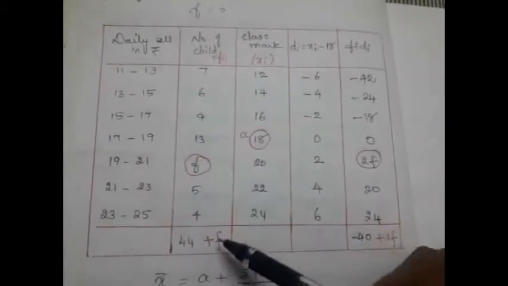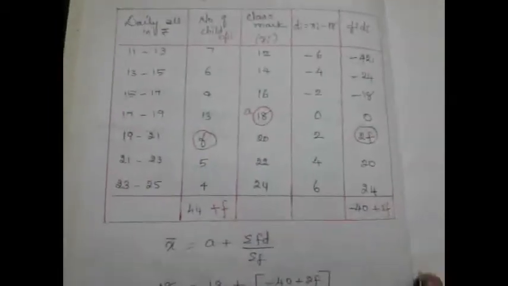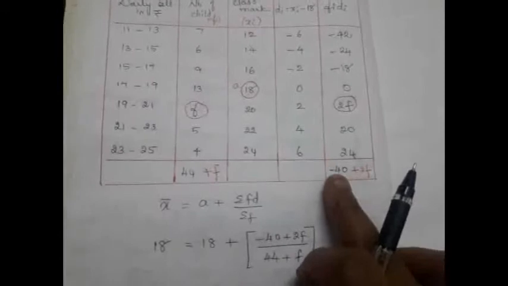Similarly here, 44 plus f. Now what is our x bar formula? A plus summation fd by summation f. A we have chosen as 18. So 18 plus summation fd, which is minus 40 plus 2f, divided by summation f, which is 44 plus f. And this side x bar is given in the question as 18. Now let us perform our calculation.